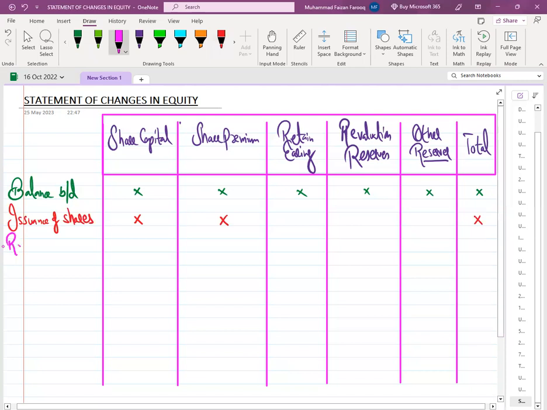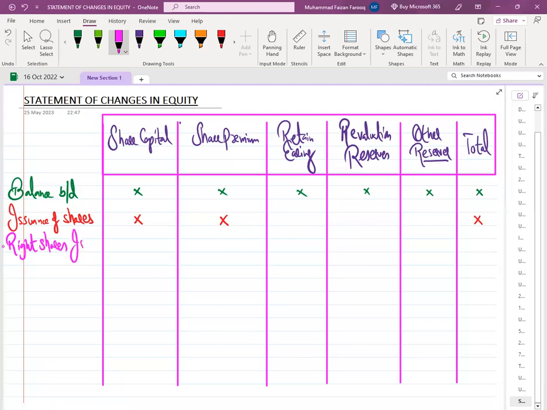Second one, what we learned was the right issue. Issuance of right shares.